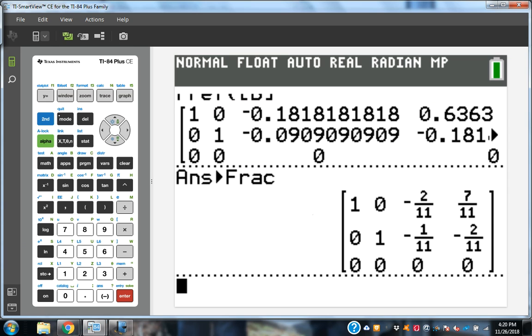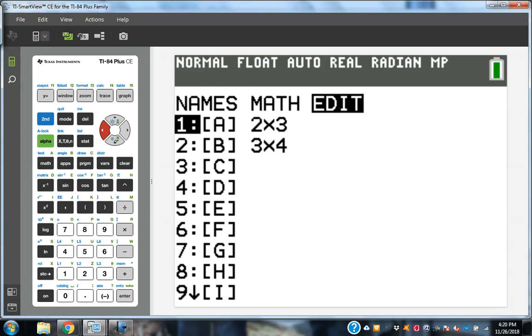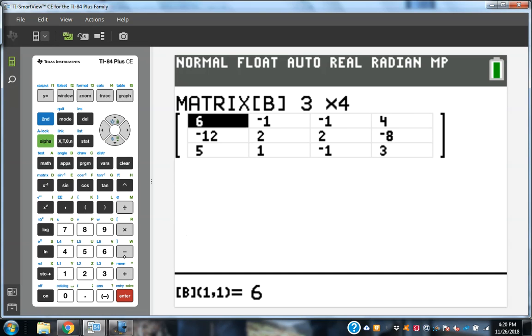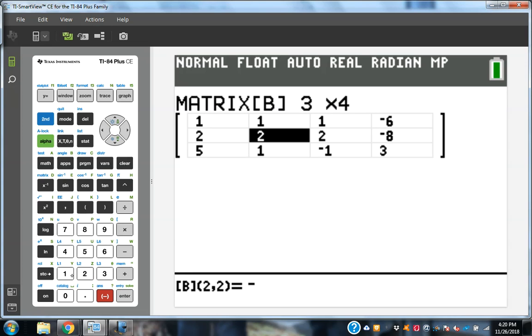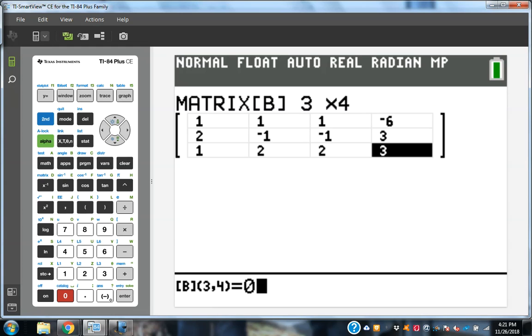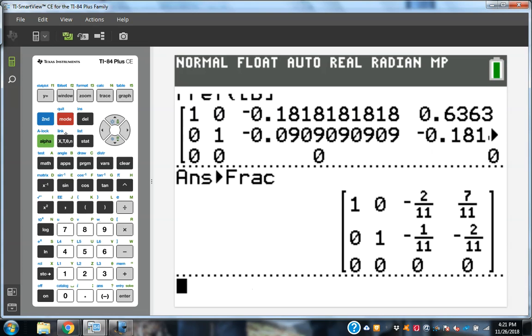Matrix. I'm just going to edit matrix B again. It's already the right size. And move my paper so I can't see my matrix again. 1, 1, 1, 6, 2, -1, -1, 3, 1, 2, 2, 0.